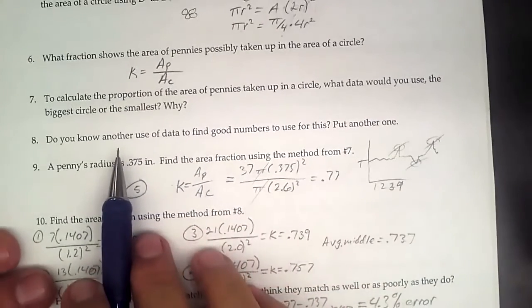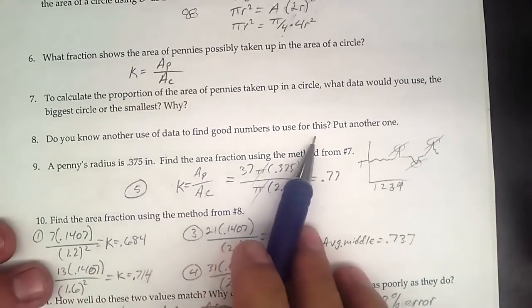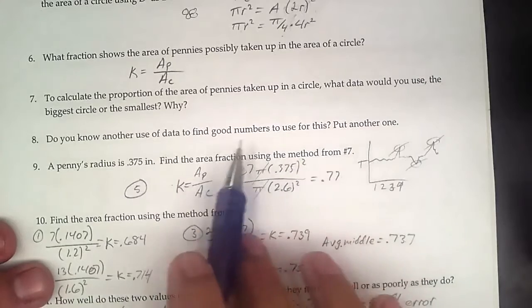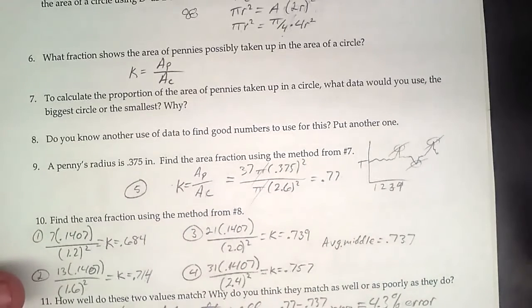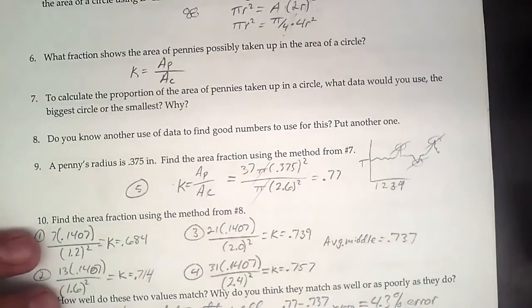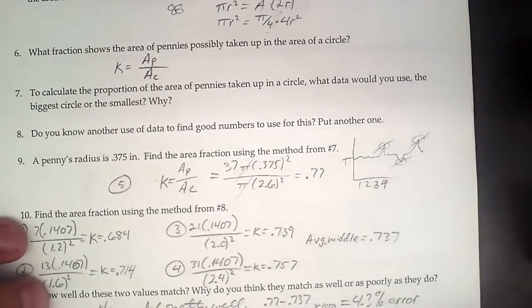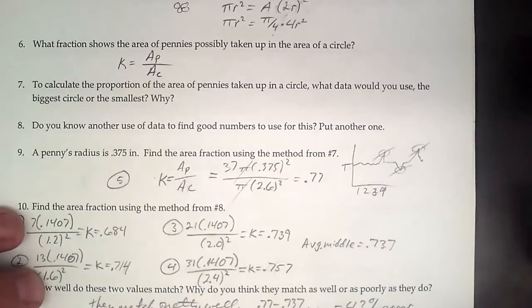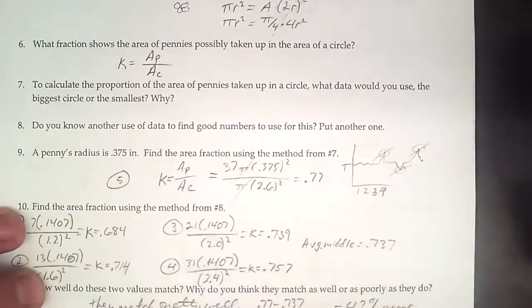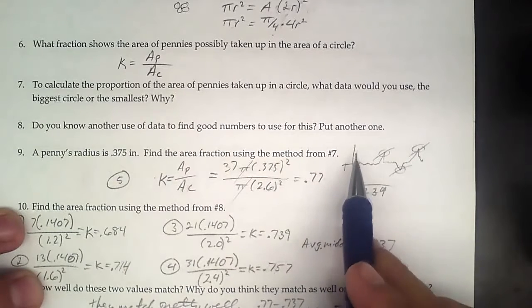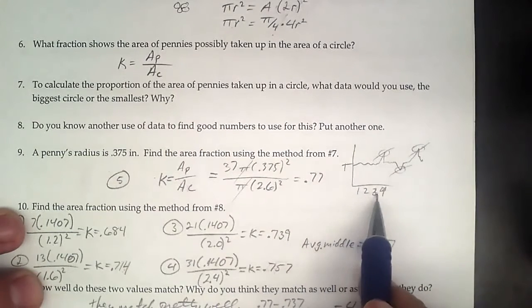Number 8, do you know another use of data to find good numbers to use for this? Put another one. Now the other version would be, if you're taking the same kind of data over and over and over, you want to think of something else. Now my example was, we put a kid on the roof of the gym and have him drop a ball off, and we time with a stopwatch the time it takes to hit the ground. We do it over and over and over again. We get a time. Now, here's my graph of my pretend experiment, trial 1, 2, 3, 4, and on and on.